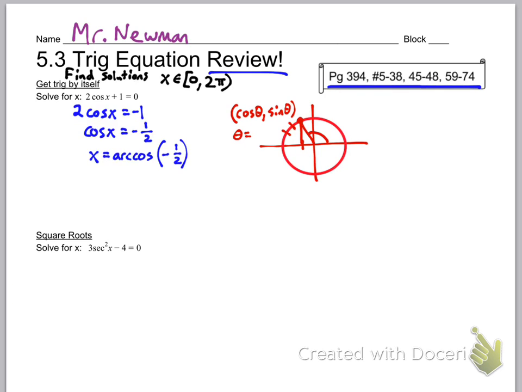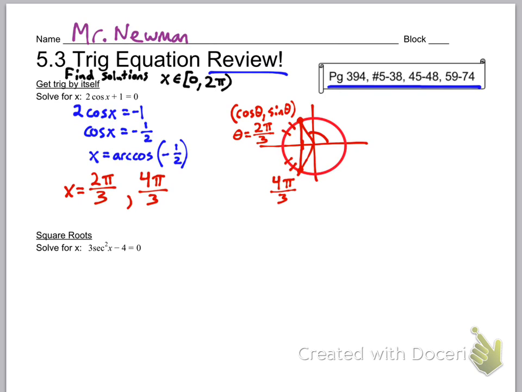There is another solution. Quick, what is that theta? That's 2 pi over 3. There's another solution, though, somewhere on the unit circle where x is -1/2, and that's when it's below the x-axis. So right down here, that triangle also has x as -1/2, and that is 4 pi over 3. So the two solutions are 2 pi over 3 and 4 pi over 3.